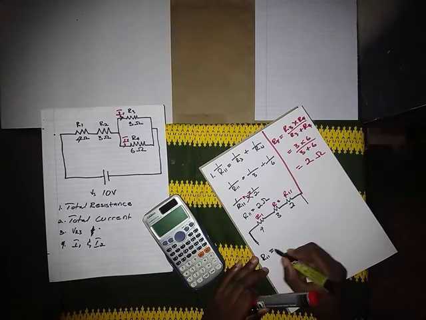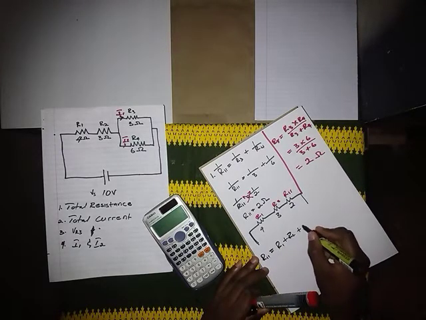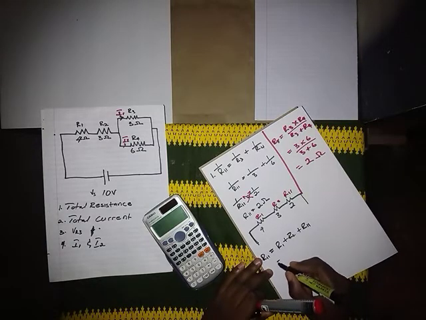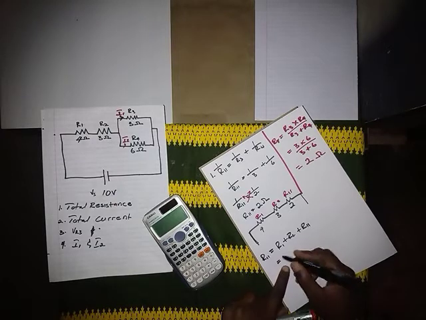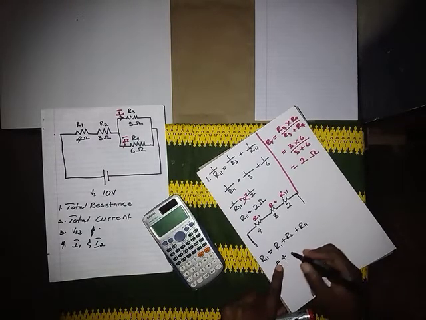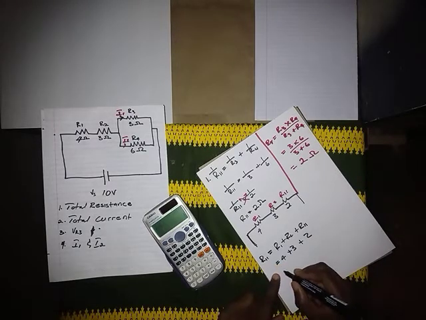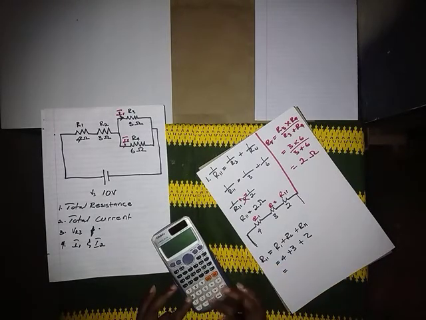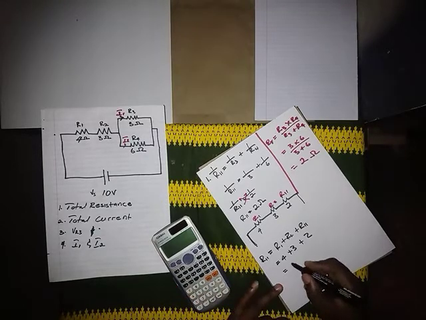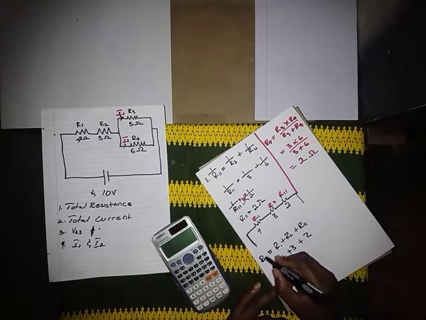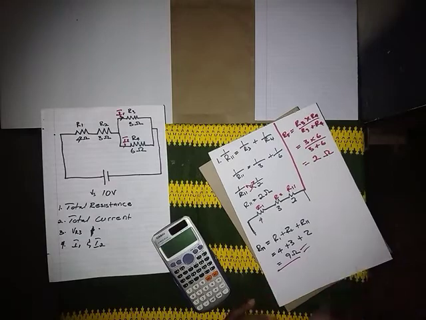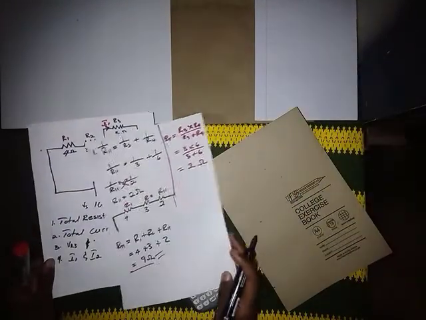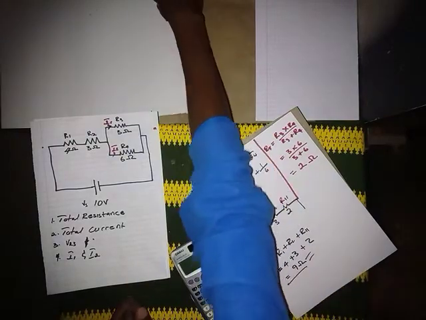Now RT is going to be R1 plus R2 plus R parallel. So now it's simple. We are just going to add these resistors. It's going to be 4 plus 3 plus 2, and it gives us 9. So this is RT. That means we have answered number 1. The total resistance is 9 ohms.